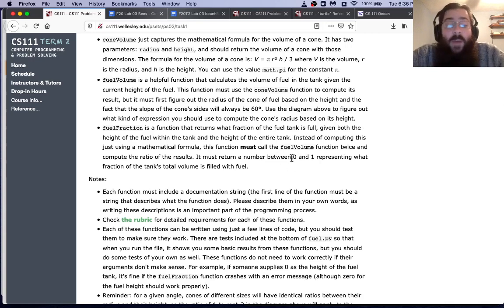And then you can just divide those two volumes to figure out how much of a full tank you have in terms of the volume of fuel. So again, two inputs, the height of fuel and the height of the tank, one output, a fraction between 0 and 1. How full is that tank?